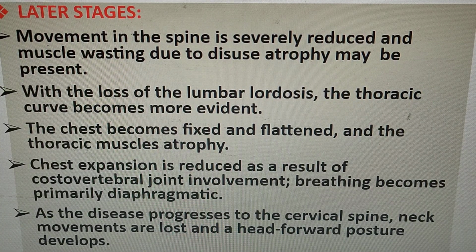Okay, so the next stage is the later stage of the ankylosing spondylitis condition. So movement in the spine is severely reduced and muscle wasting due to disuse atrophy may be present. Muscle wasting meaning the muscle becomes weaker. Okay, so less action. Okay, you cannot make use of the muscle for movements because it's really very weak. Okay, so it is atrophied and you cannot use it. With the loss of the lumbar lordosis, meaning the curve in the lumbar area, the thoracic curve becomes more evident.